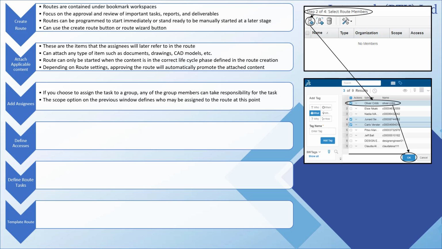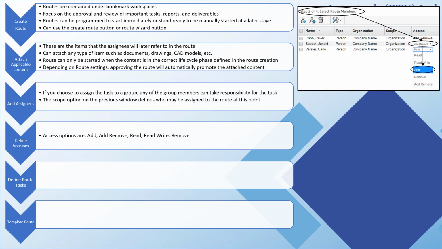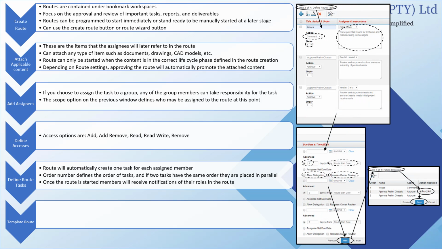The assignees of the route are all the people or groups whose approval is needed. The accesses given to the assignees define what they are authorized to do to the route content. The tasks to be performed are fairly self-explanatory in that they are approve, comment, and notify only.